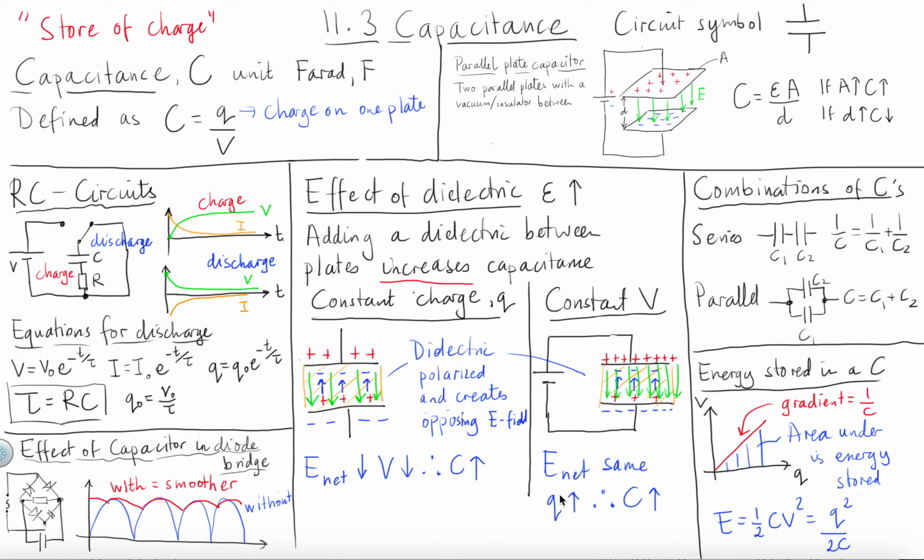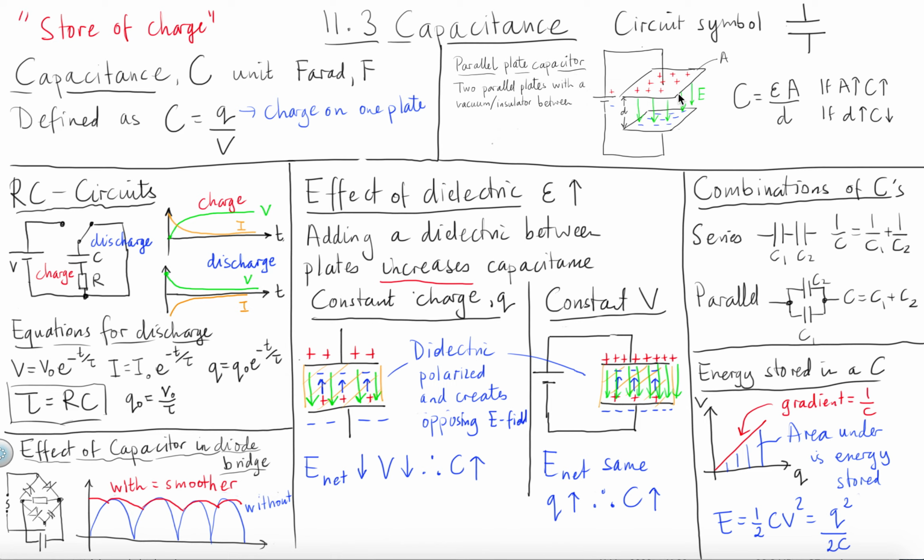And the final summary slide or video in this topic 11 of the higher level diploma program physics is on capacitance, which is a measure of store of charge. Capacitance, big C, has a unit of farad, big F, and is defined as charge per unit potential difference, where Q is the charge on one of the plates. So we'll be talking only about parallel plate capacitors.